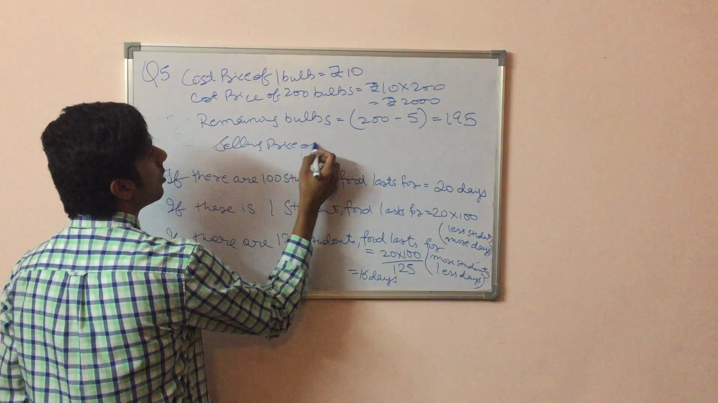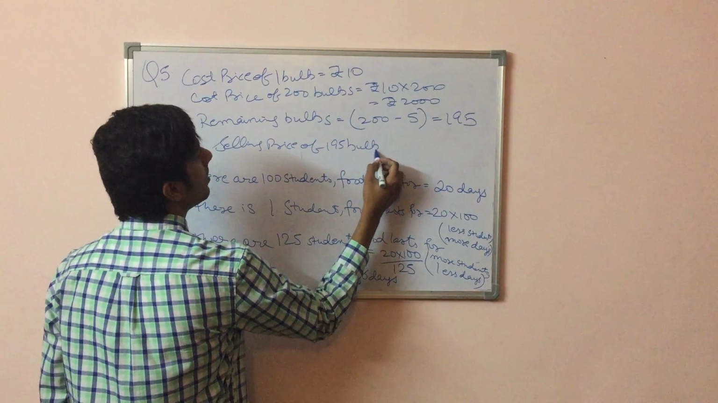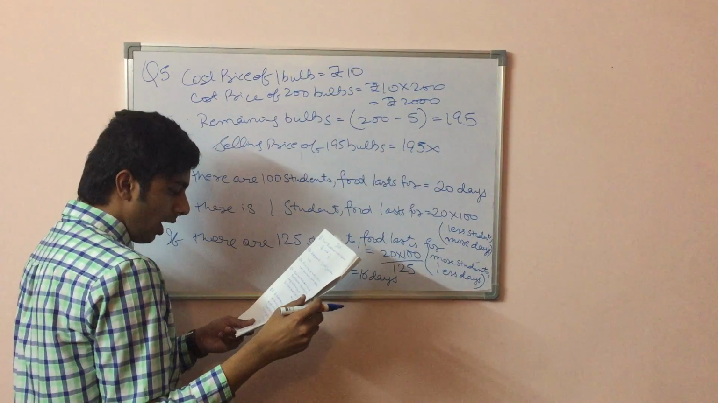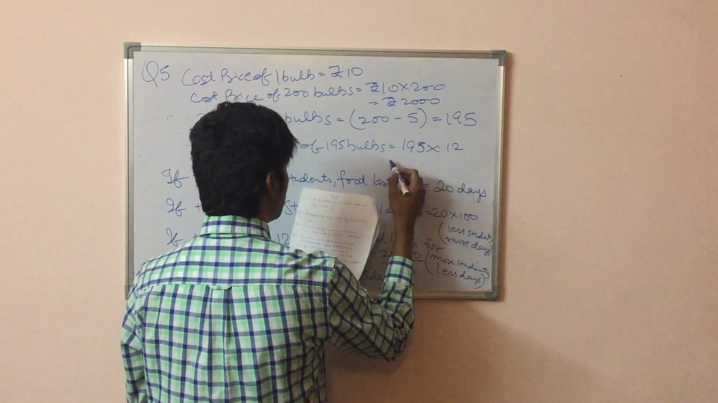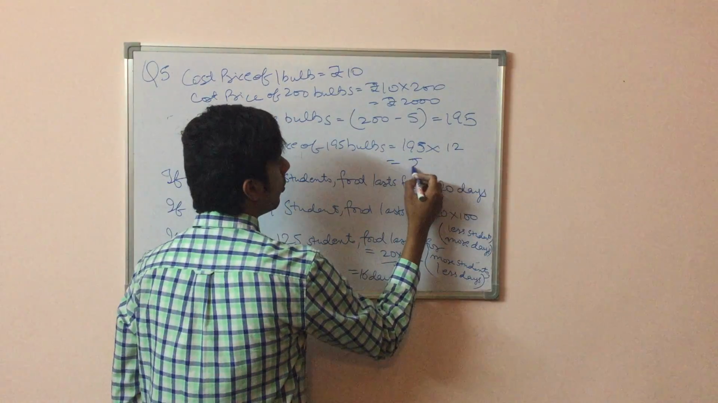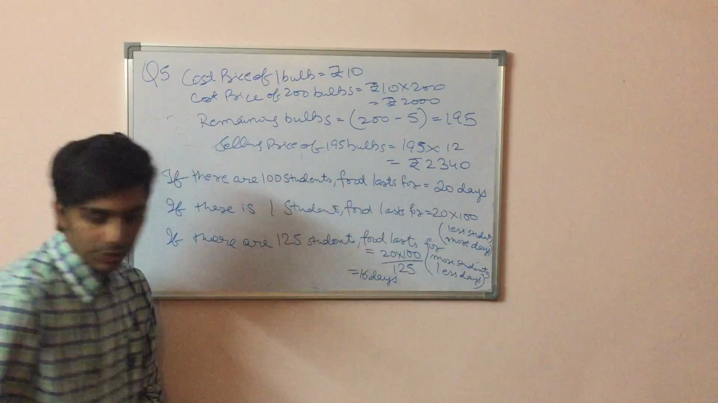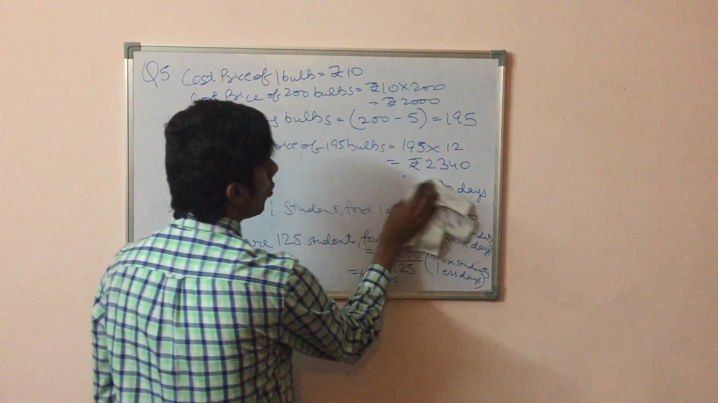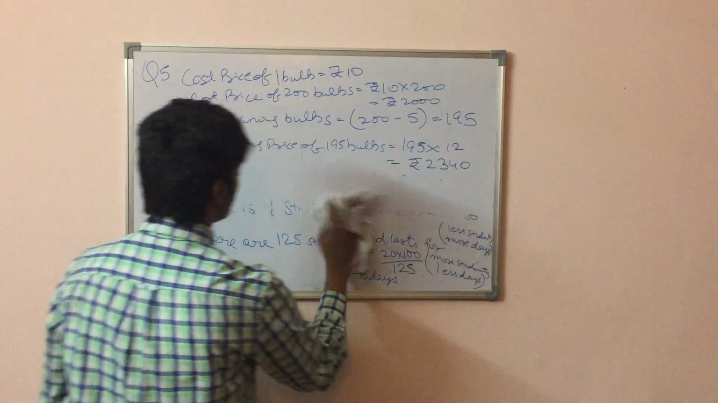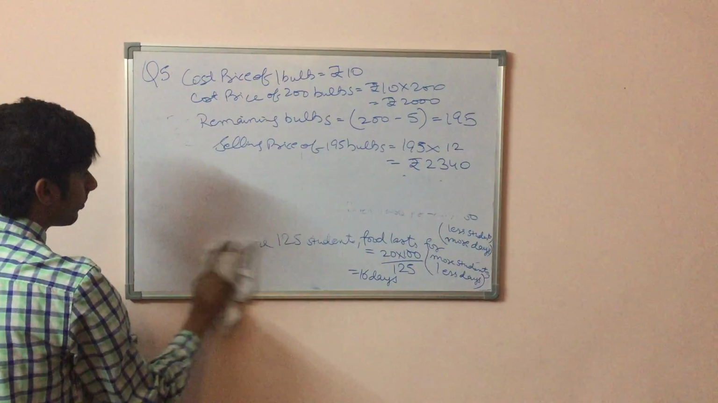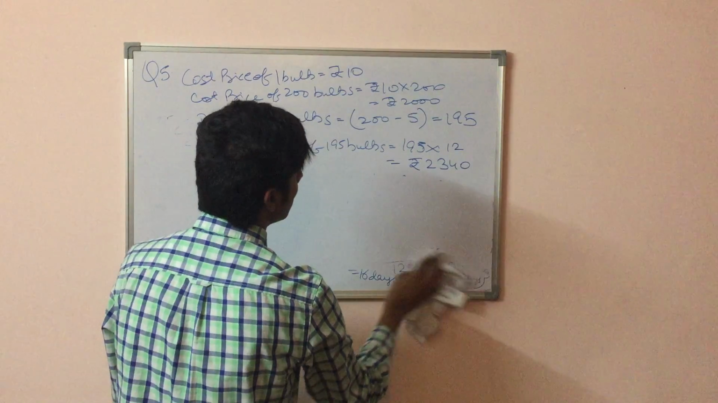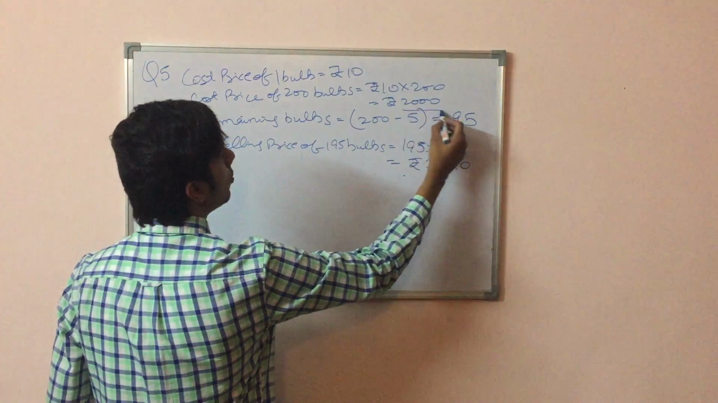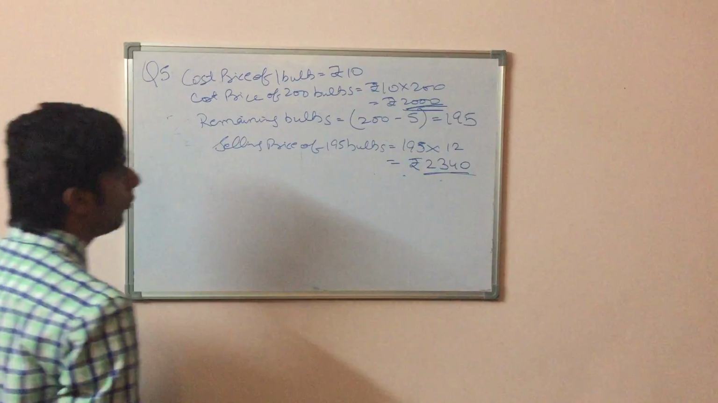And they say the remaining bulbs were sold at rupees 12 each, means selling price of 195 bulbs is equal to 195 bulbs into rupees 12 each. So it will be rupees 2340, right? So now our cost price is rupees 2000 and our selling price is 2340. So just compare it now. Our cost price is 2000 and our selling price is 2340.